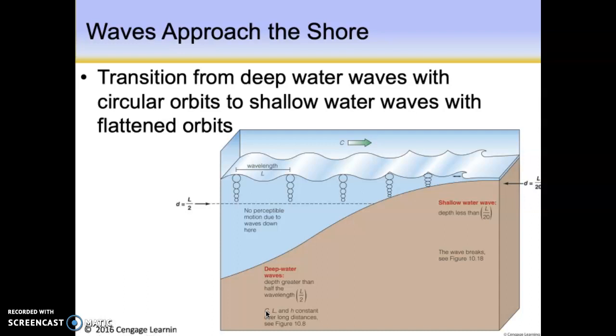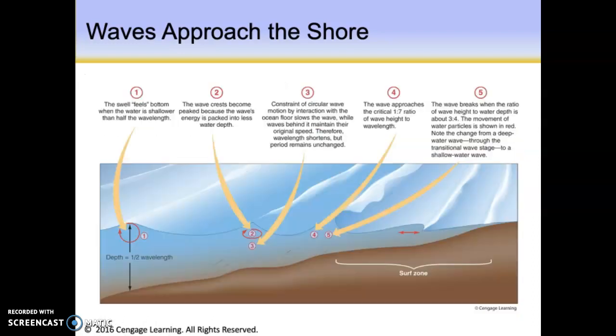So remember, a deep water wave means that there's plenty of room for all of those orbital circles. A shallow water wave, as you can see on this diagram on the right-hand side, the circles are kind of flattened out. There's not enough room for all that motion. So that's what happens to waves as they approach the shore.